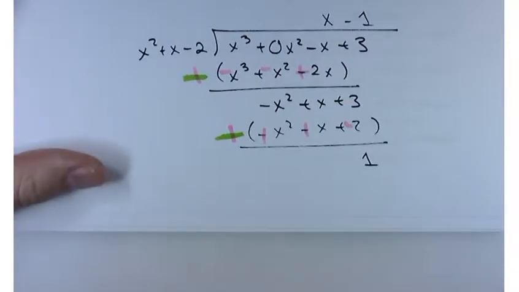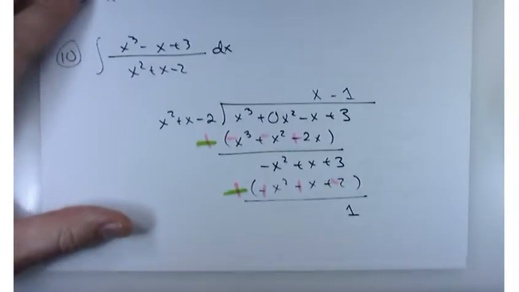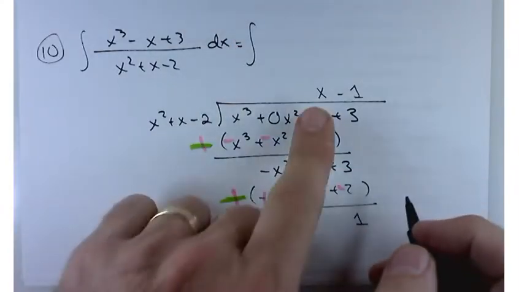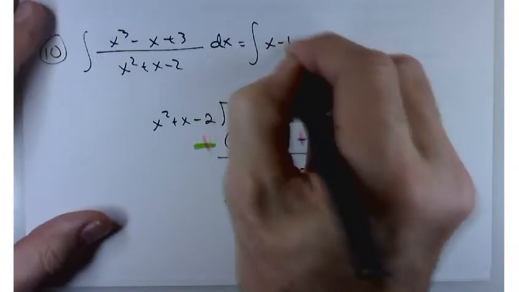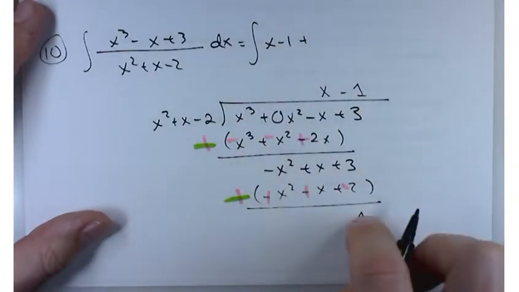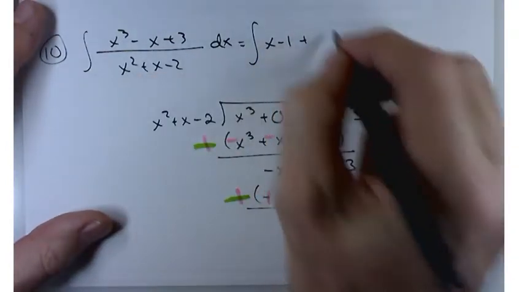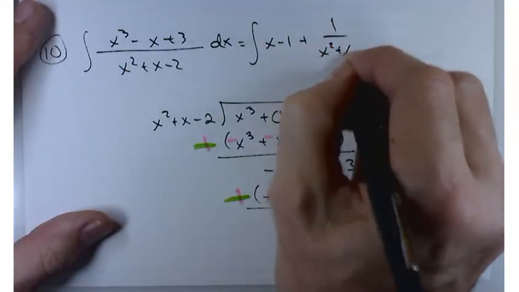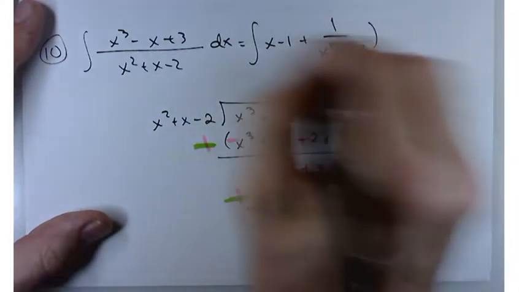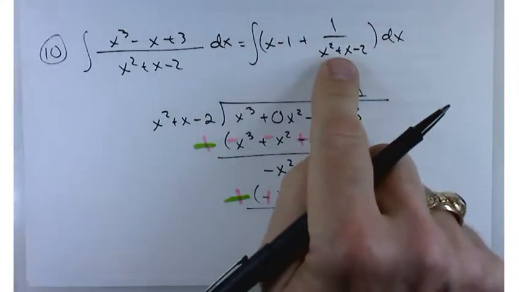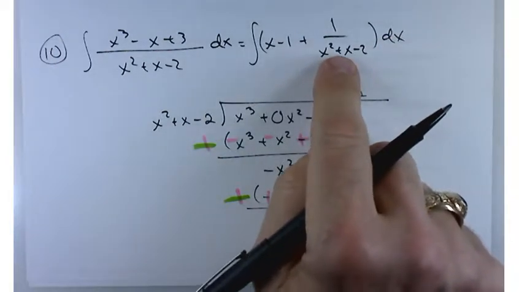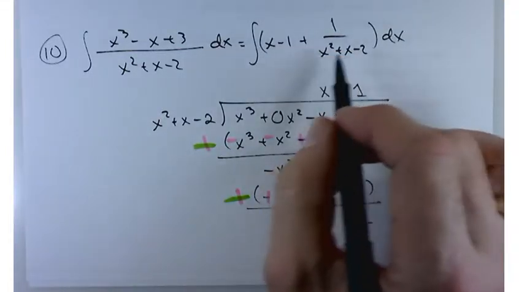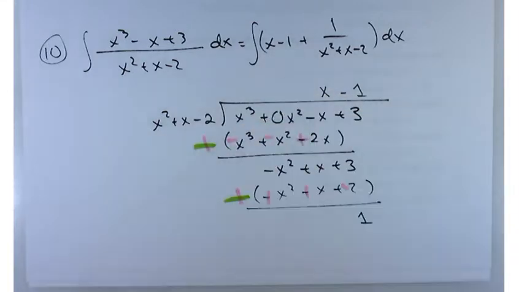So, how does that help me? Well, it allows me to rewrite my problem. This is equal to x minus 1 plus 1. This is your remainder, so that goes 1 over x squared plus x minus 2. And from here, this is just a nice distinct linear factors term. So you can do your partial fraction decomposition, and there's no problem integrating that.